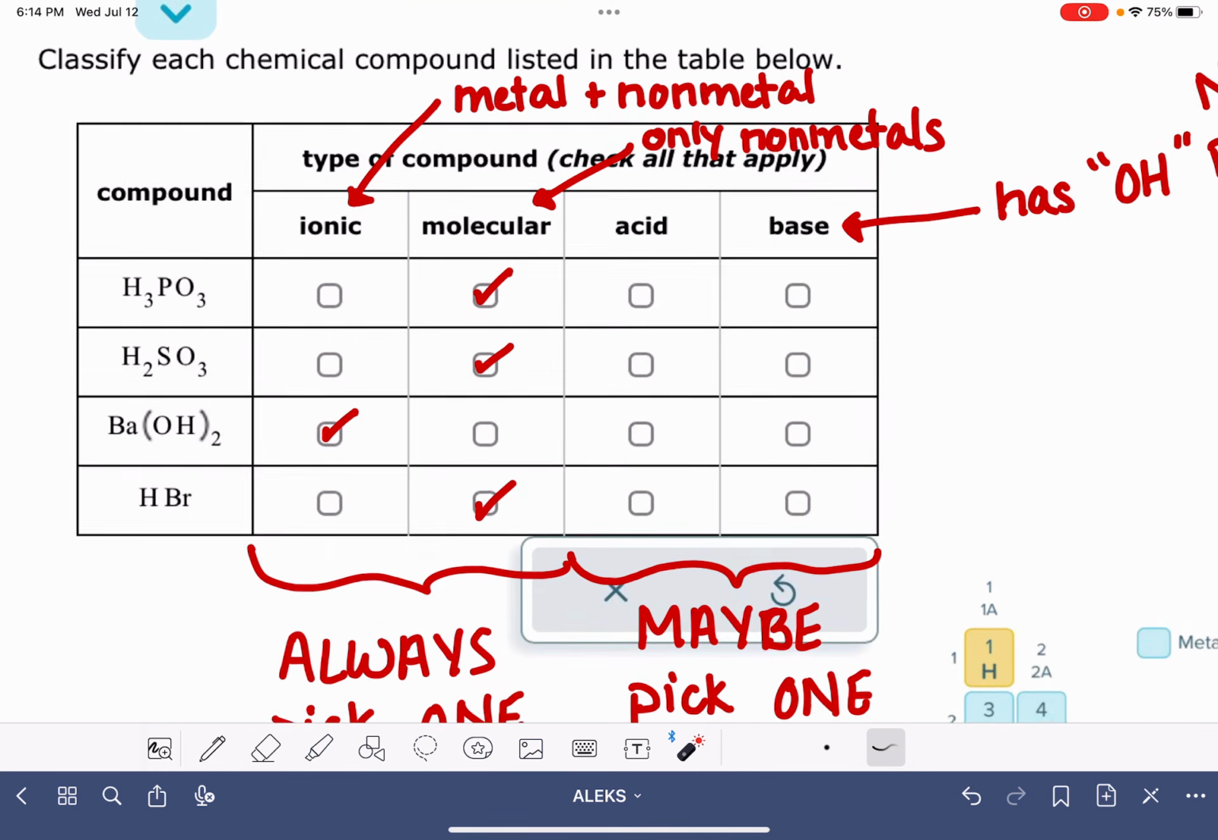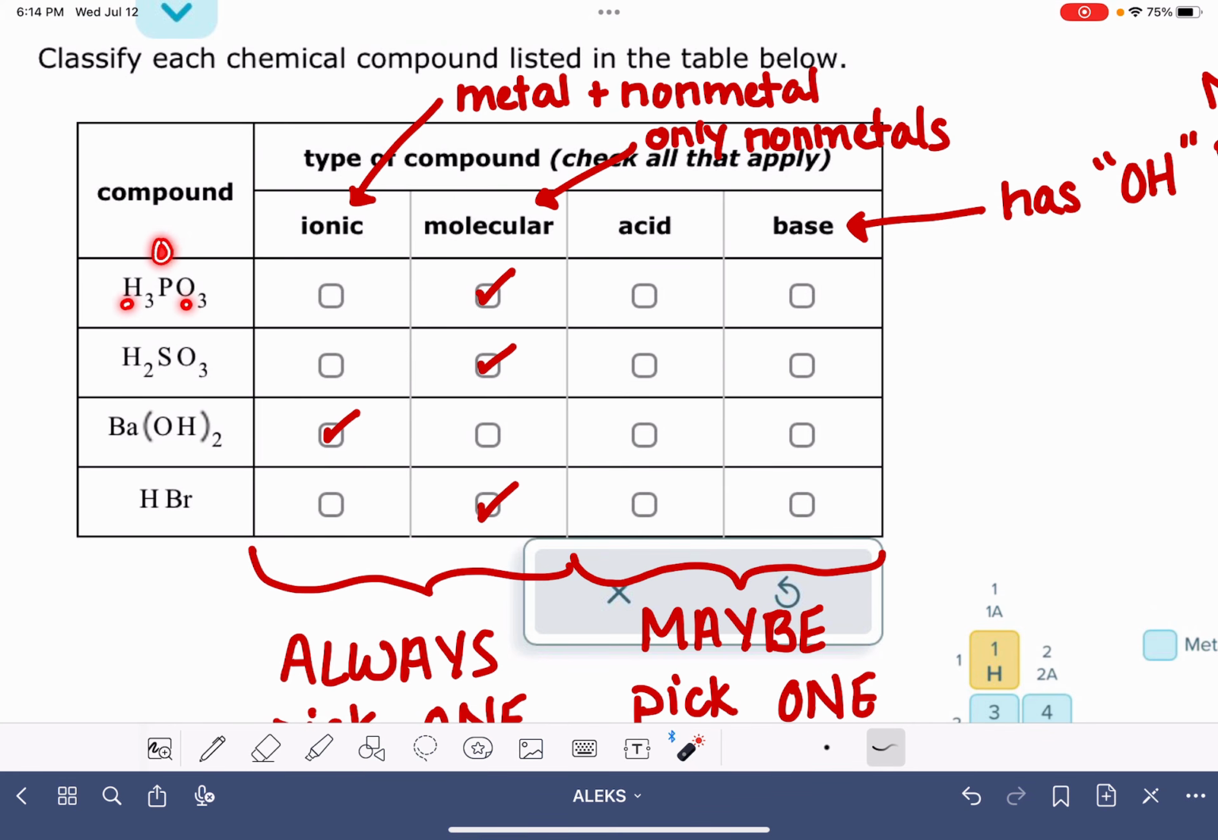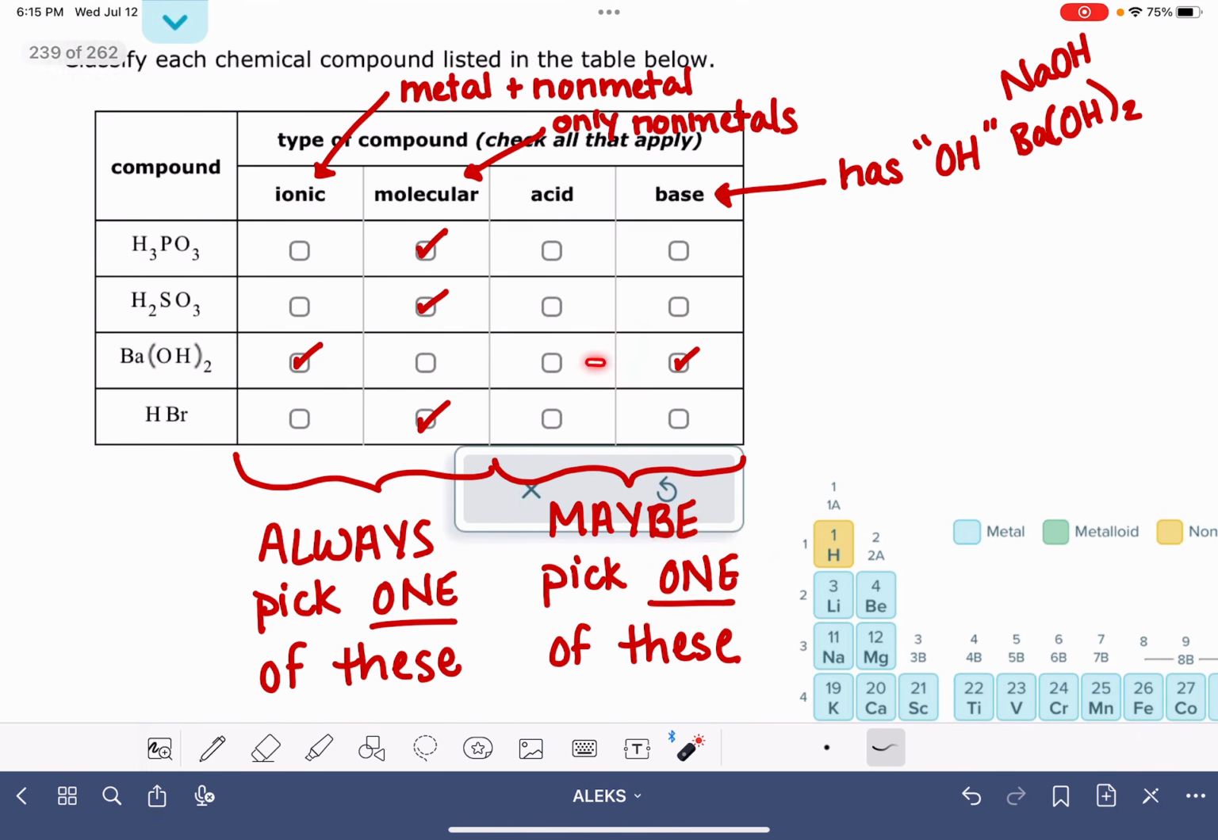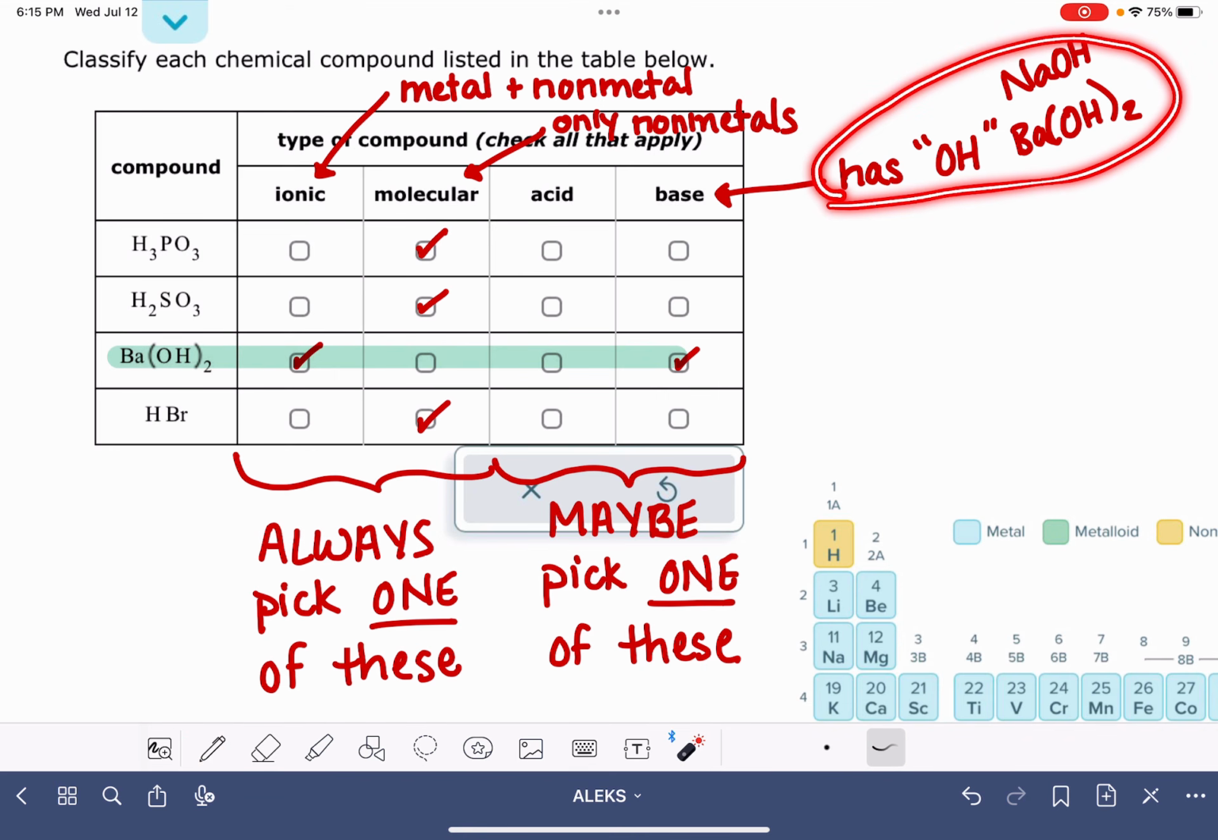So for the first molecule, I have oxygens and I have hydrogens, but I don't have the OH pattern. Same with the next one. Here is exactly what I'm talking about. That is a base. Once you've picked one of these options, acid or base, it can't be the other one. So I know that I am done with Ba(OH)2. I've chosen everything that I can choose for that molecule. And again, this is a really narrow definition. This is not a comprehensive definition of a base. It's not always going to work, but it's going to work for this ALEKS problem.